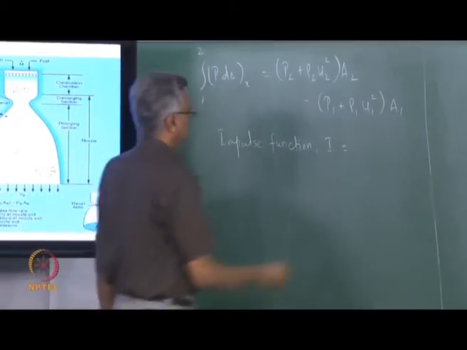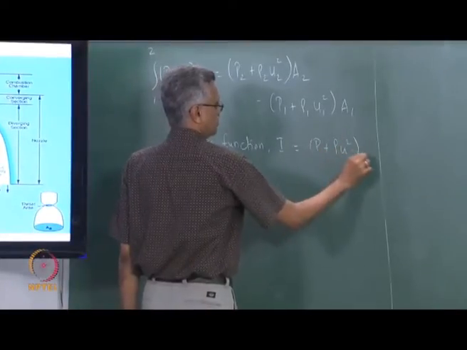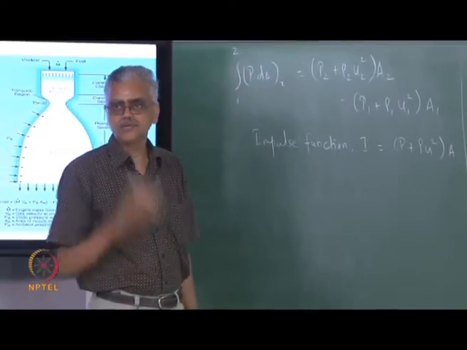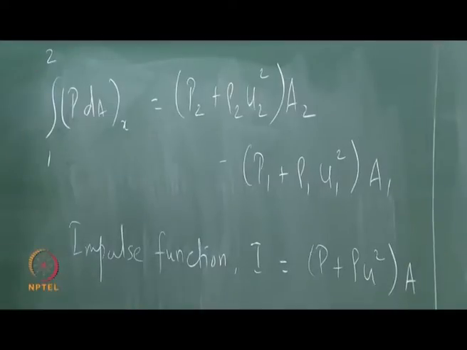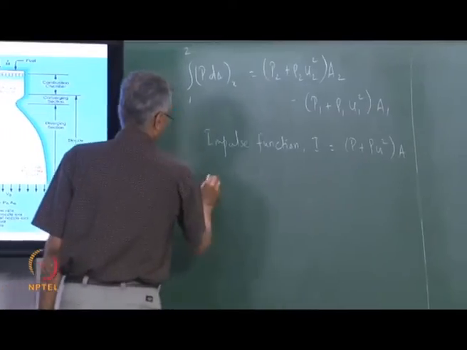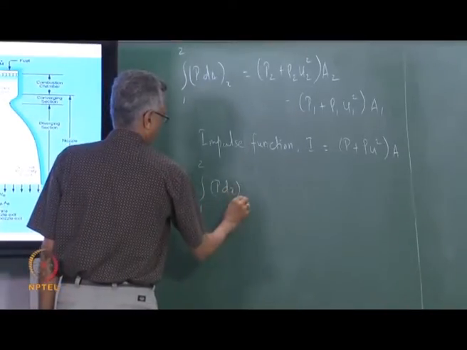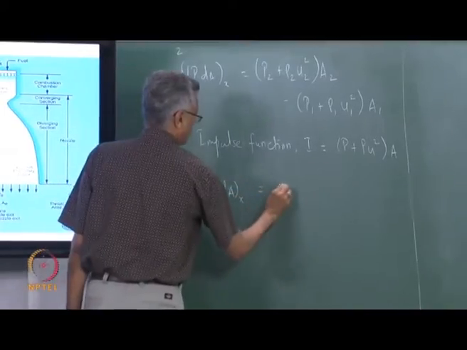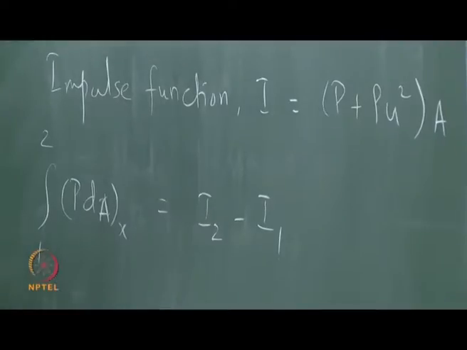I is defined as P plus rho times U square times A, where A is the cross sectional area at that point. So, I can define this quantity, P plus rho U square times A, which then allows me to rewrite this equation as integral 1 to 2 P dA, x component, is equal to I2 minus I1.